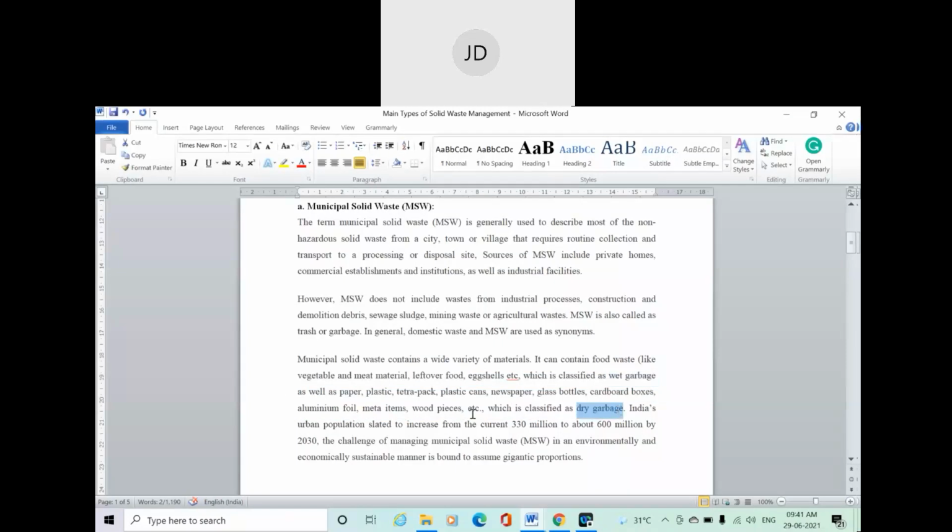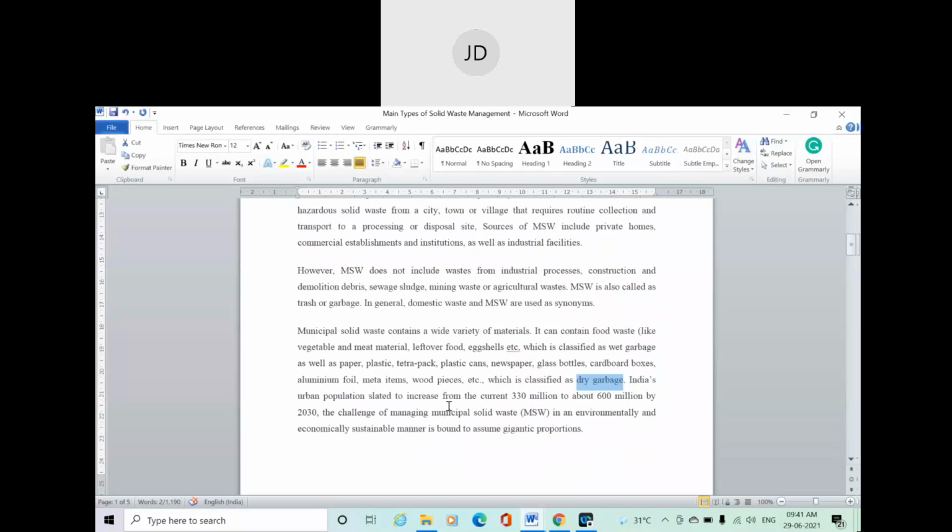India's urban population is slated to increase from the current 330 million to about 600 million by 2030. So it's a kind of survey related to the population. And due to the increase in the population, waste generation is also going to increase in coming years. Day by day, the burden of the waste is increasing on the earth. So we have to take this issue very seriously now.